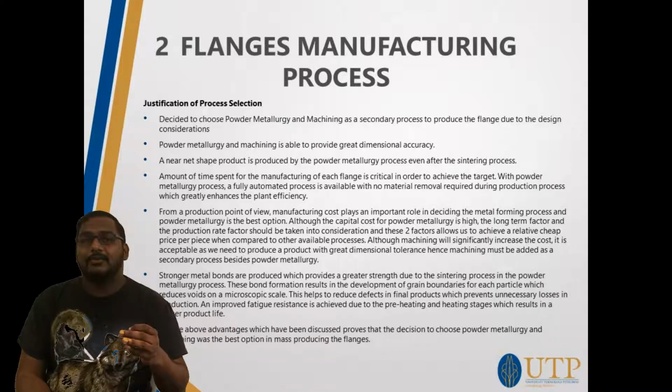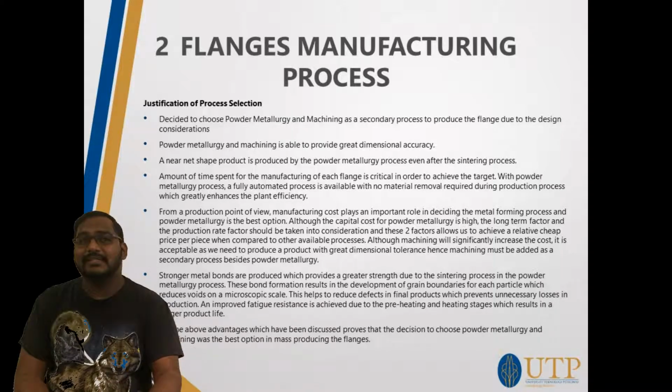However, our design required some high accuracy in the end. So we also had to choose machining, as it provides high accuracy, although it depends on labor skill and experience, and it requires a longer time to do the manual processing, which was acceptable. And so we decided to go with powder metallurgy and machining as the secondary process to produce the flange, due to the design considerations that apply in the powder metallurgy process.